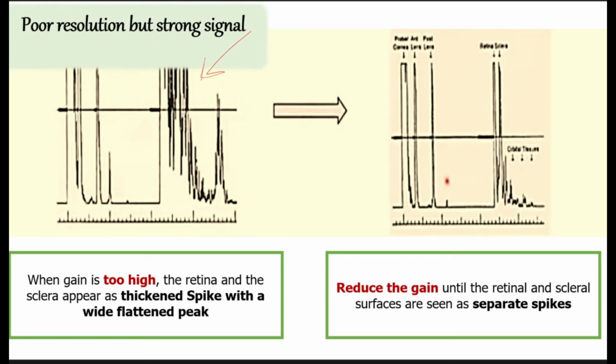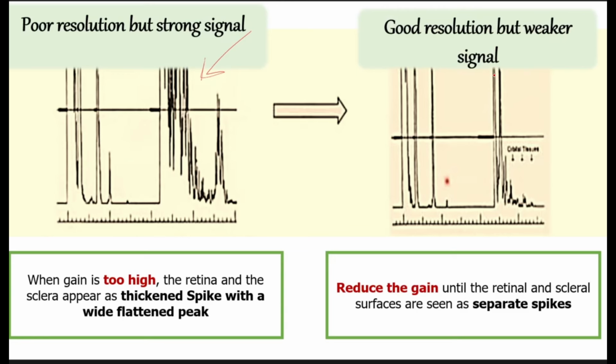So when there's too much gain, you're going to get a strong signal, but the resolution is going to be poor. Now, in such cases, you have to actually reduce the gain until the retinal and the scleral surfaces are seen as separate spikes, okay? So if you reduce the gain, the resolution is going to be good, but the signal is going to be weaker. Okay, so you really have to decide what exactly you want.